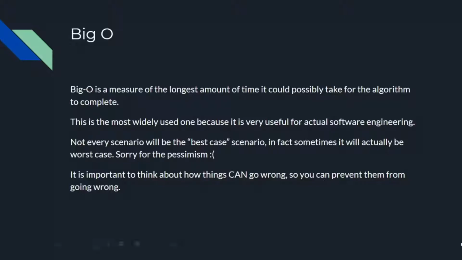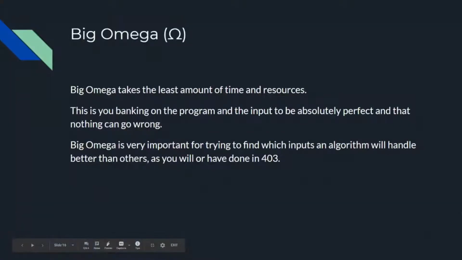from going wrong. Big omega takes the least amount of time and resources. This is you banking on the program and the input to be absolutely perfect and that nothing can go wrong. Big omega is very important for trying to find which inputs an algorithm will handle better than others, as you will or have done in 403.